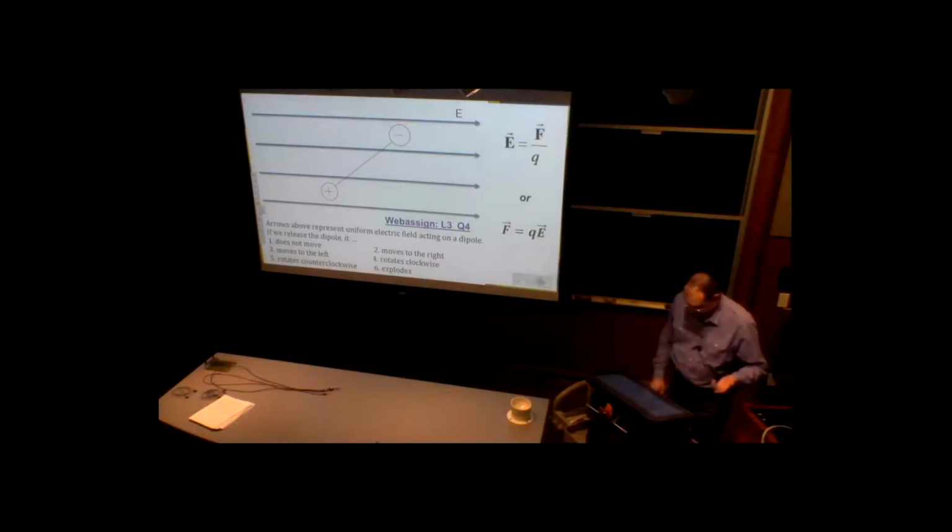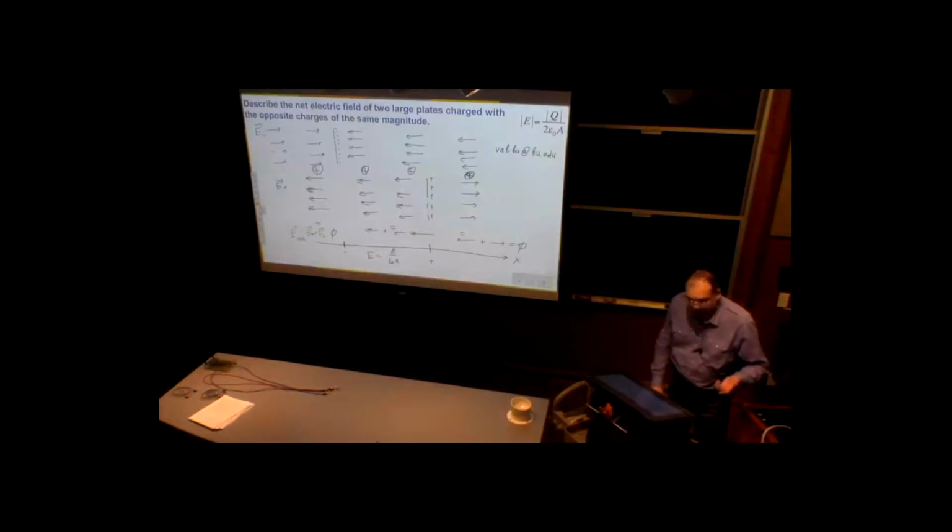What's the A in the equation? Area. In reality, no plate is infinitely large. In reality, every plate has a certain area. In reality, Q represents a charge stored on that plate, and A represents the area of that plate, wherever it is, square, circle.